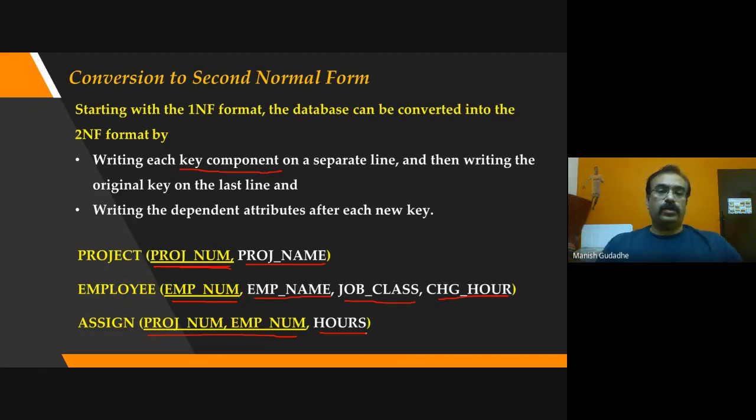Okay. So this way now our single table is distributed into 3 tables: project, employee and assign. These names we are giving. So project will have information about project, employee will have information about employee, and assign will have information about which employee is working on which project for how many hours.